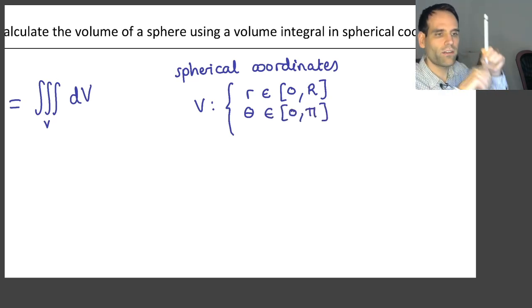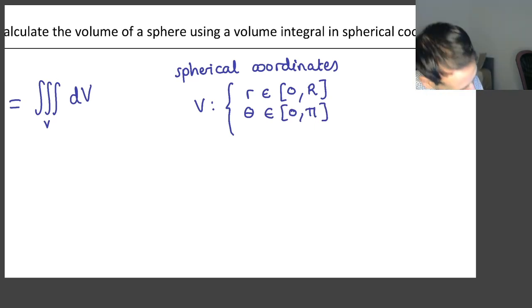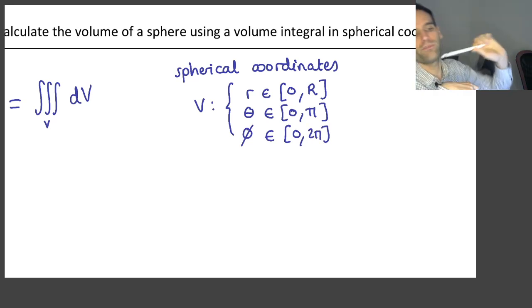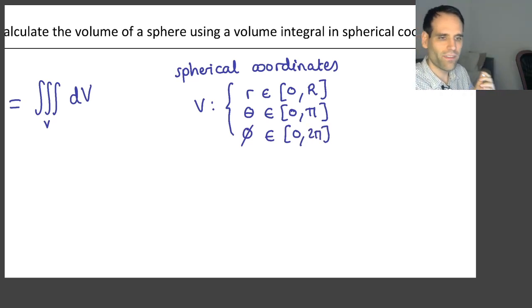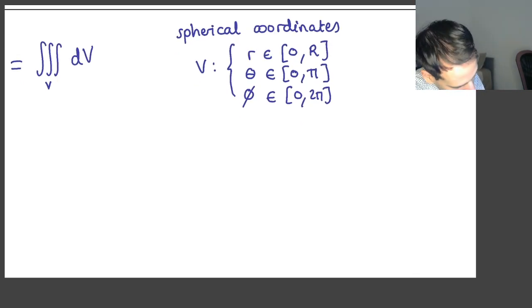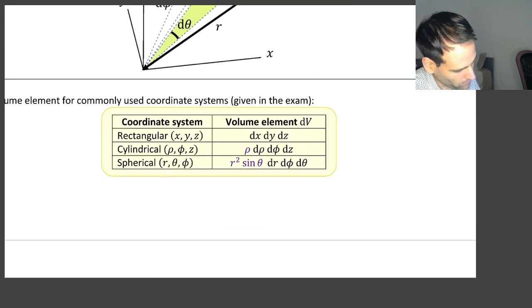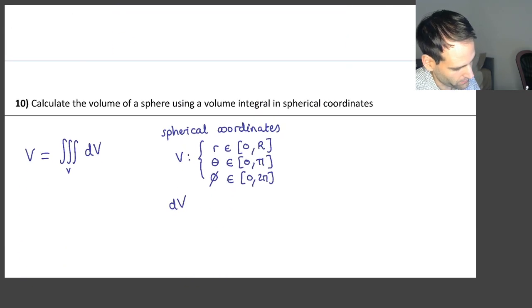Remember that theta is the angle with respect to the z-axis, and it goes from 0 to pi. And changing phi between 0 and 2 pi. Remember that phi is the angle around the z-axis. Okay, so those are the limits of integration. While dV, we derived it just now, or you can look it up in a table. For spherical coordinates it is r squared sine theta dr d phi d theta.